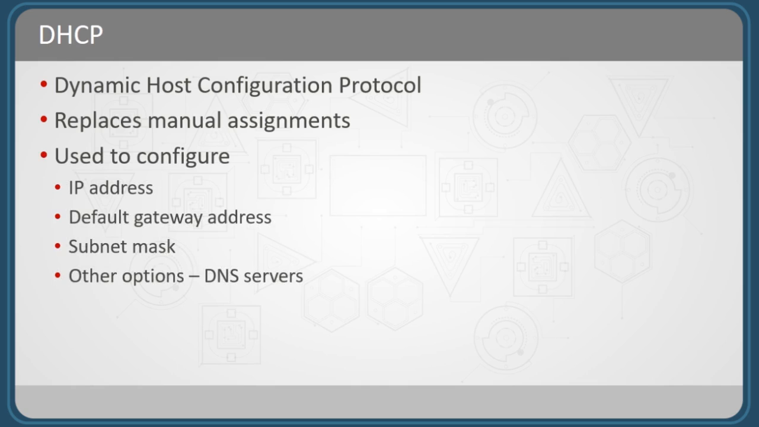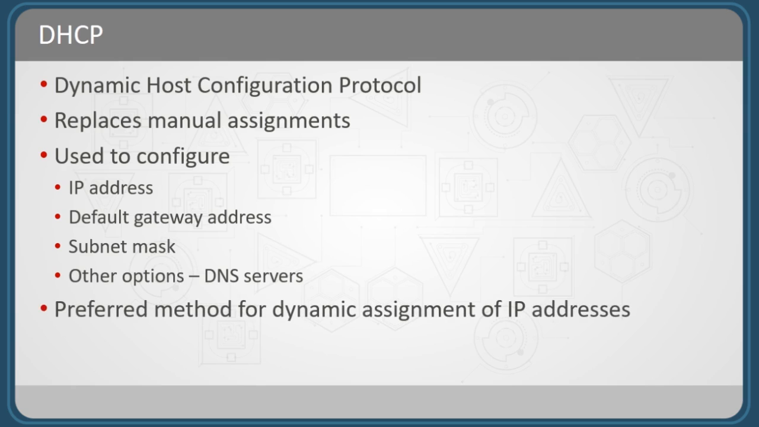So this is used to automatically configure the IP address, the address of the default gateway, the subnet mask you are using, and various other options, most commonly the DNS servers that you are using. And this has become the preferred method for dynamic assignment of IP addresses, as long as the scope or the pool of addresses on the server is configured correctly. Then you can rest assured that the clients are getting a valid IP configuration free of errors.